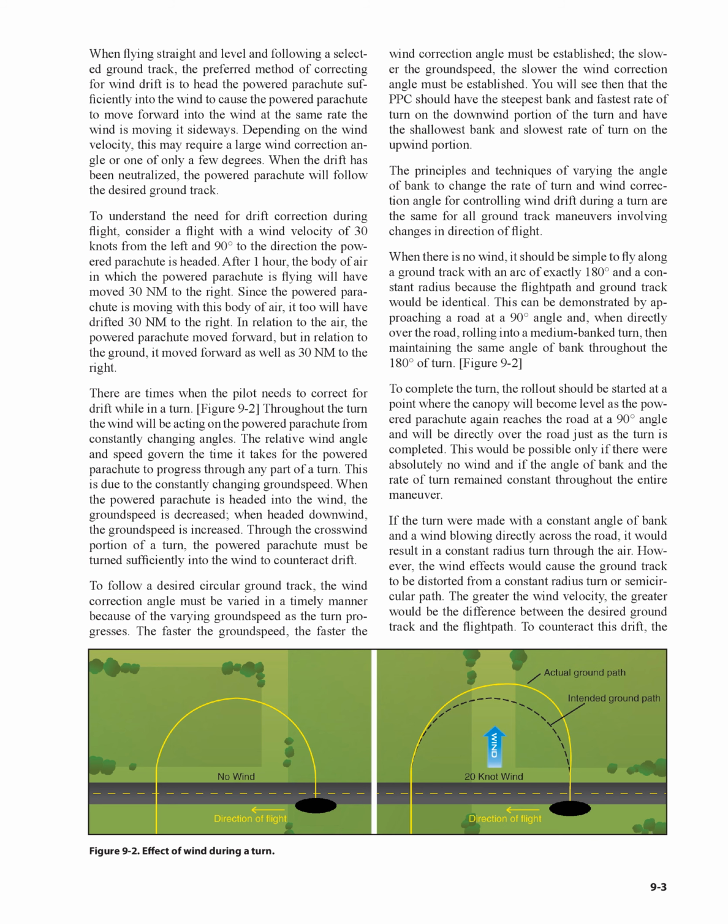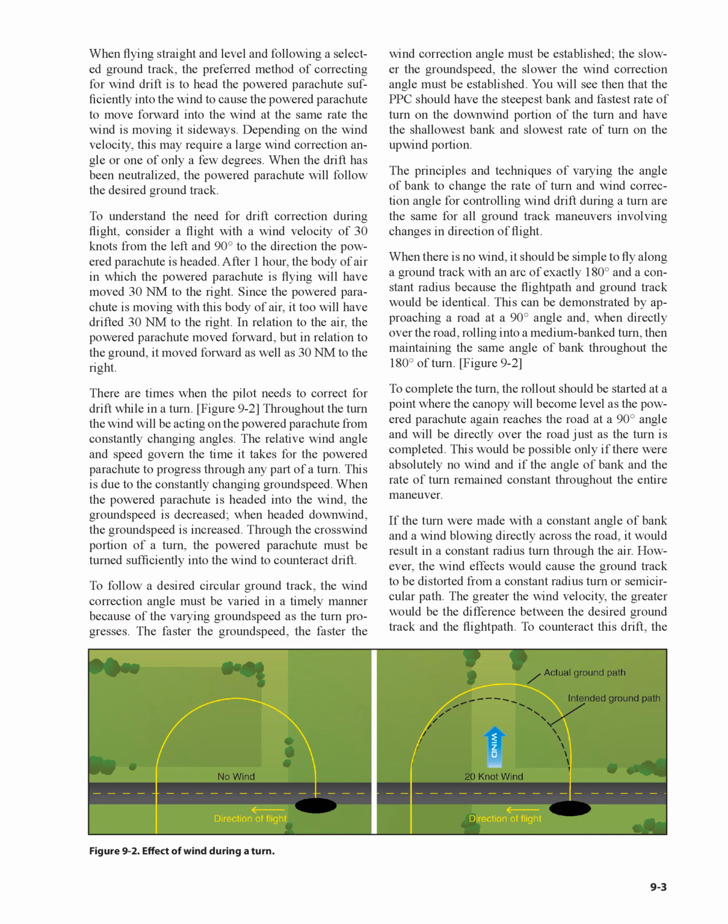To follow a desired circular ground track, the wind correction angle must be varied in a timely manner because of the varying ground speed as the turn progresses. The faster the ground speed, the faster the wind correction angle must be established. The slower the ground speed, the slower the wind correction angle must be established. You will see then that the PPC should have the steepest bank and fastest rate of turn on the downwind portion of the turn and have the shallowest bank and slowest rate of turn on the upwind portion.